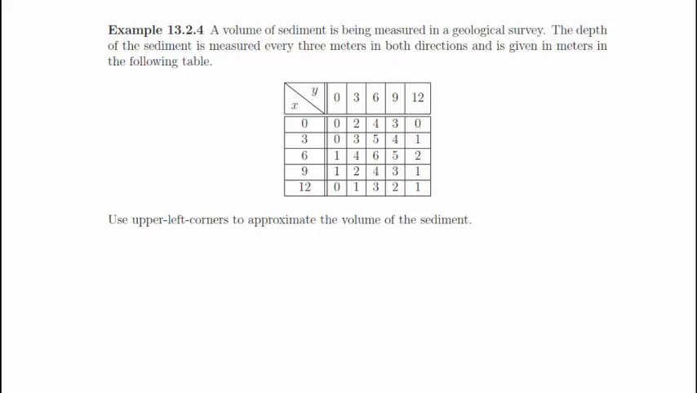Example 13.2.4, a volume of sediment is being measured in a geological survey. The depth of the sediment is measured every 3 meters in both directions and is given in meters in the following table. Use upper left corners to approximate the volume of the sediment. So here we're not able to take a limit as the widths of the rectangles go to 0. Here the width and length of each rectangle is 3. We see that delta x equals 3 and delta y equals 3, that there's no adjusting that.